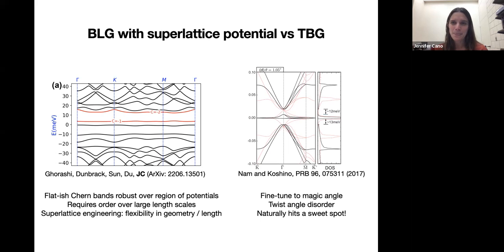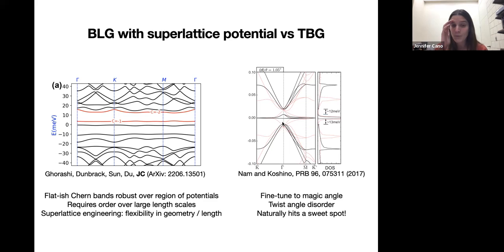Twisted bilayer graphene has 2 layers of graphene, and they create a large superlattice. In bilayer graphene with our superlattice potential, we have those same ingredients. The difference is that in the externally imposed potential case, the superlattice potential doesn't modulate the interlayer coupling, while in twisted bilayer graphene it does. Having this superlattice potential gives a lot of tunability. You can tune the geometry, you can tune the length scale, you have a lot more control. In twisted bilayer graphene, you have less control, but it seems to naturally hit a very sweet spot.